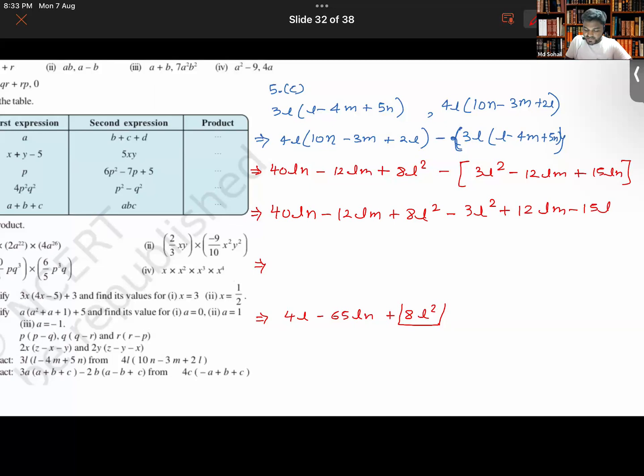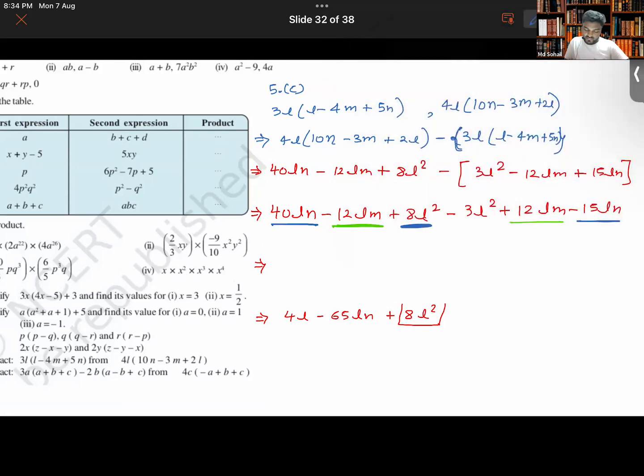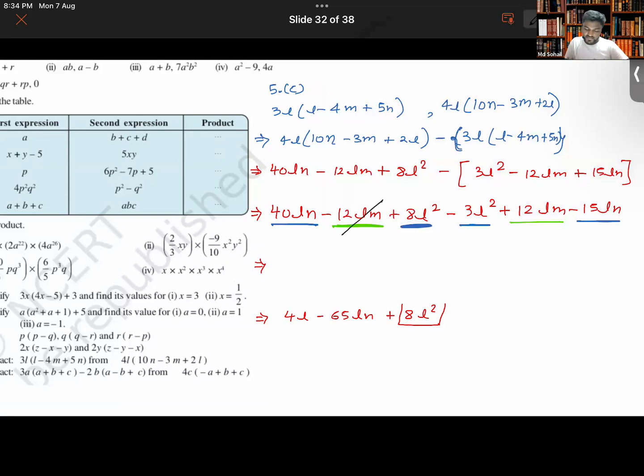Quickly spot the like terms, Arham. 40 ln and minus 15 ln. Okay. Now next, 12 ln and plus 12 ln. Very good. And 8L square and minus 3L square. Which terms are going to get cancelled here? These two, no? Sir, 12. Yeah, they're the same. Exactly. So 40 ln minus 15 ln, that is how much? Sir, 35. 25, no? 25 ln.